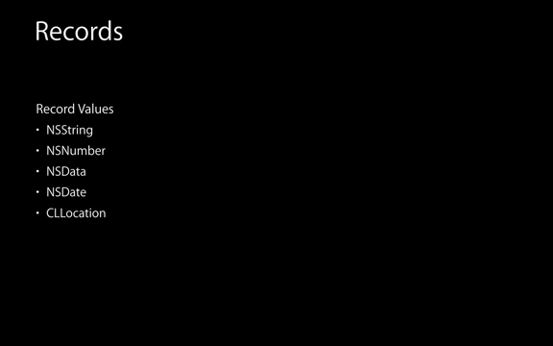So, CLLocation is a native type that you can set on a CKRecord. You can set CKReferences and CKAssets. We're going to go over what those are in just a moment. And lastly, any value can be a single instance. I can have a string or a date, or it can be a homogeneous array. I can have an array of numbers or an array of CKAssets.